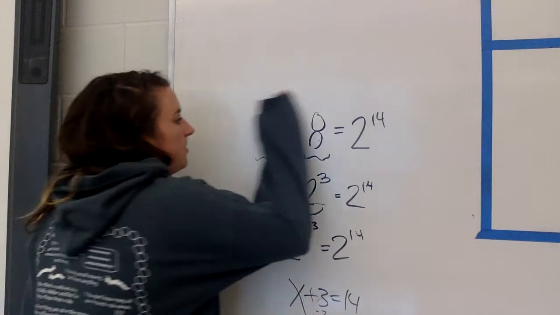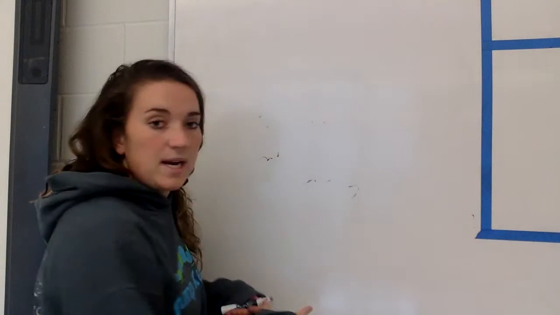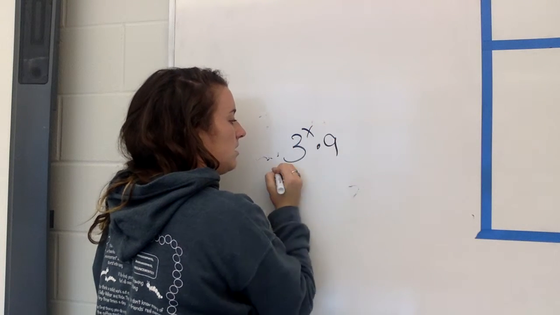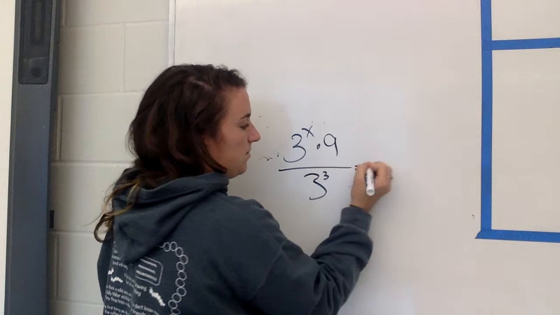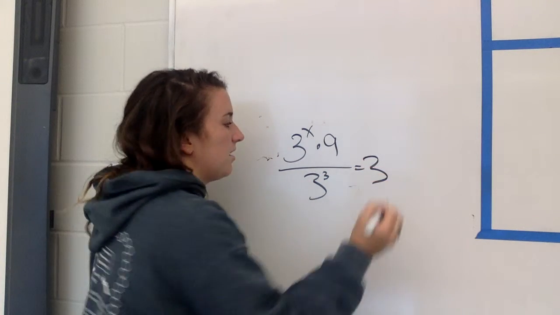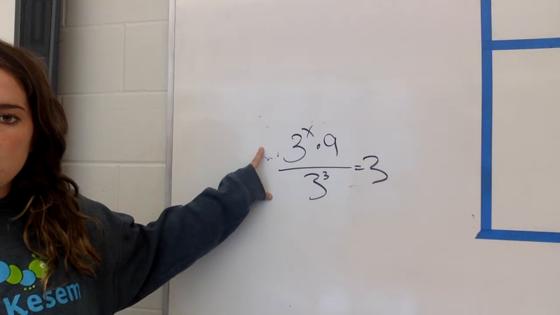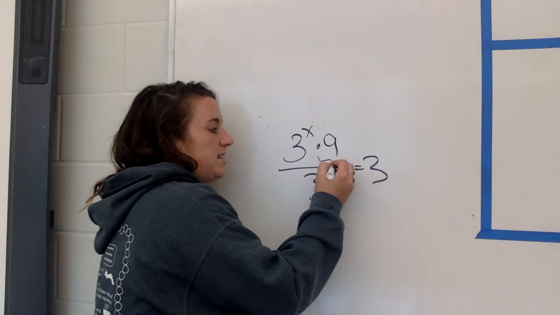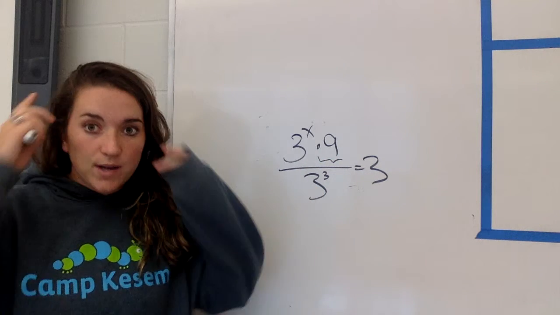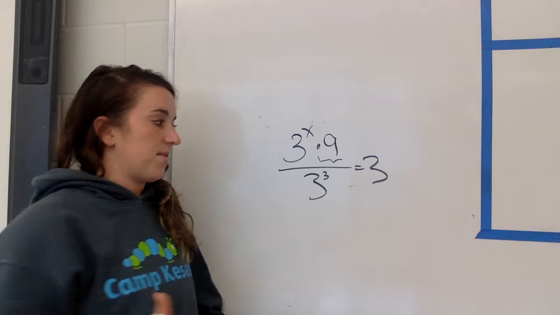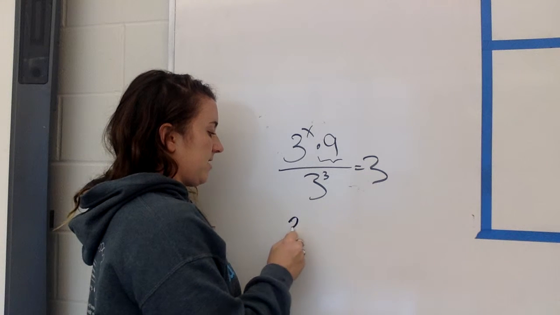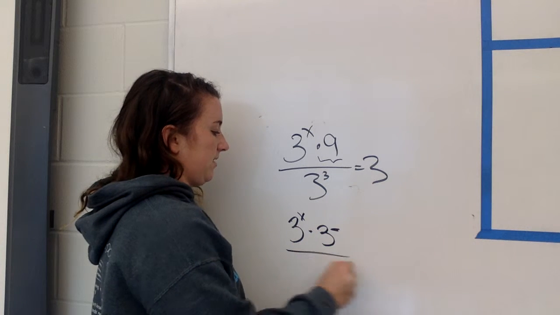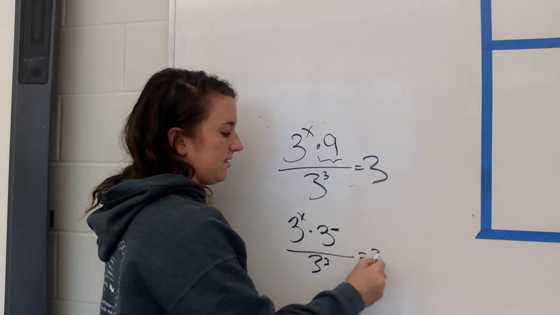All right, the second problem is similar. We have 3 to the x power times 9 over 3 cubed equals 3. So again, we need to simplify this so that we can figure out what our x needs to be. But again, I have this issue where not all my terms have the same base, so I need to convert 9 so that it's a number with a base of 3. So I'll have 3 to the x power times 3 to some power. Everything else stays the same.